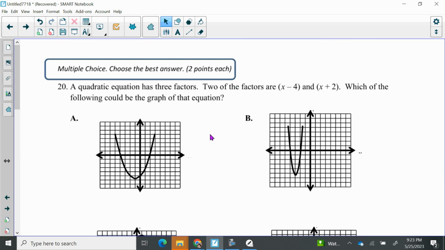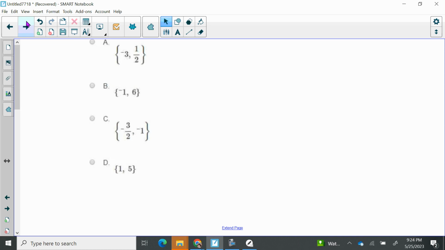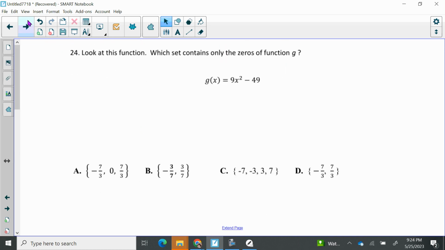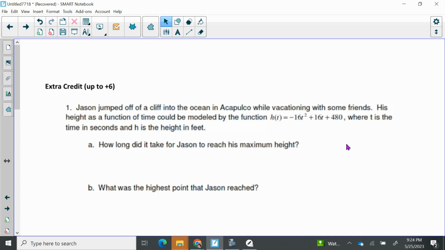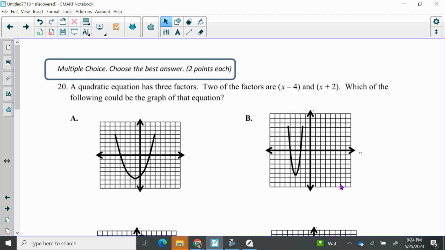Okay, so we have a couple of multiple choice, and then what else do we have? A couple more multiple choice. This is a long one. Sorry, guys. And then we'll take a look at this one, and we'll talk about the roots. So a quadratic equation has three factors. Two factors are x minus 4 and x plus 2. Which of the following could be the third factor?